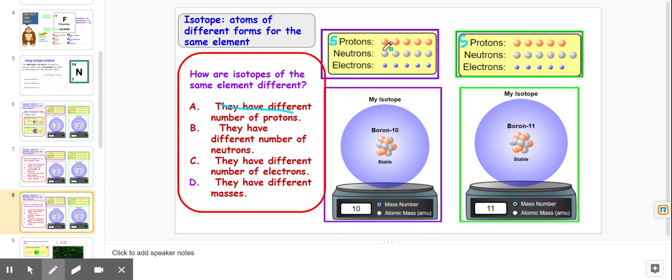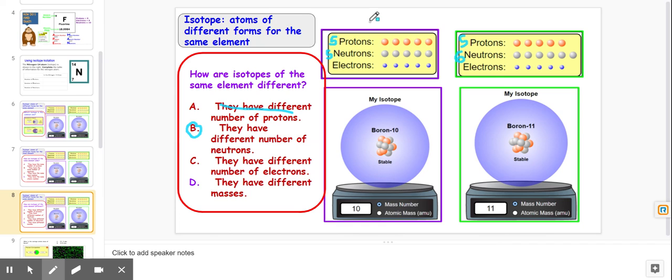B, they have different number of neutrons. 5 for boron 10, 6 for boron 11. Of course they have different number of neutrons. That's the definition of an isotope, a different form because it's a different number of neutrons. C, they have different number of electrons.